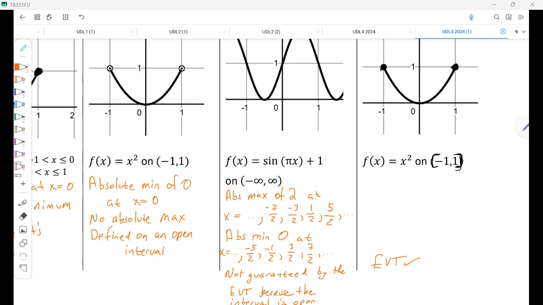What's that? Are we going to get a sentence for that? I think I've kind of given you it as the absolute mins and the absolute maxes. That's our sentence. So anyway, our absolute min is 0 at x equals 0, and our max is 1 at x equals plus or minus 1. So that hit both. It was guaranteed to hit both because it was a continuous function defined on a closed interval.